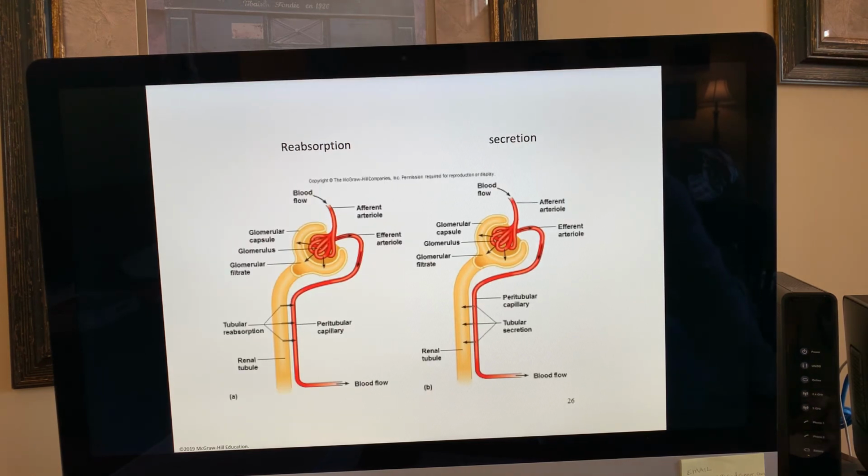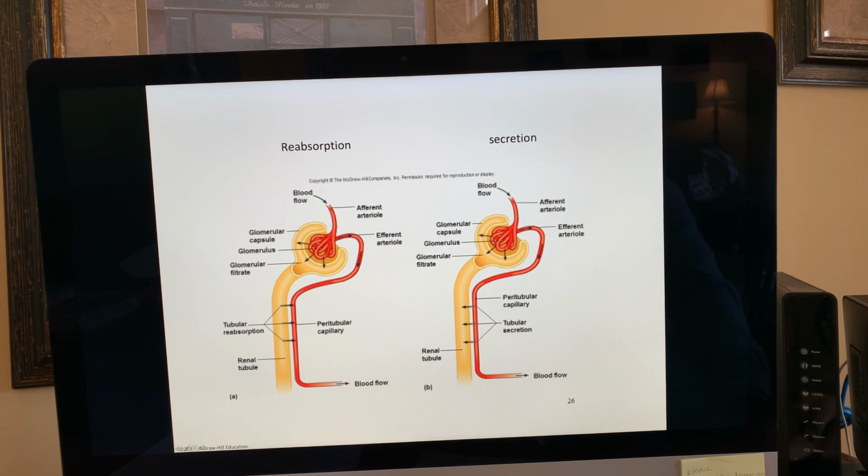So, we talked about three processes in this video so far. We talked about filtration, which occurs in the glomerular capillaries, where substances that are small enough, due to the hydrostatic pressure on the glomerular capillary wall, are pushed into the glomerular capsule. We've talked about reabsorption, which is the return of substances that are filtered into the glomerular capsule and pumped back into the peritubular capillaries: water, glucose, amino acids, things you want back.